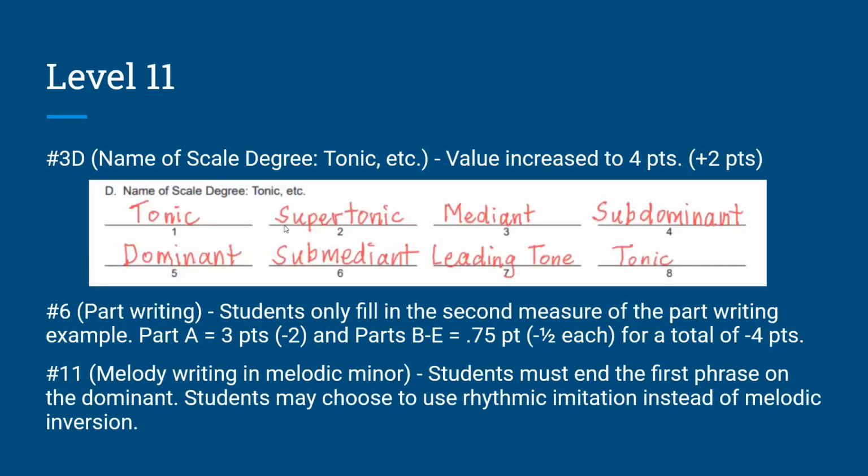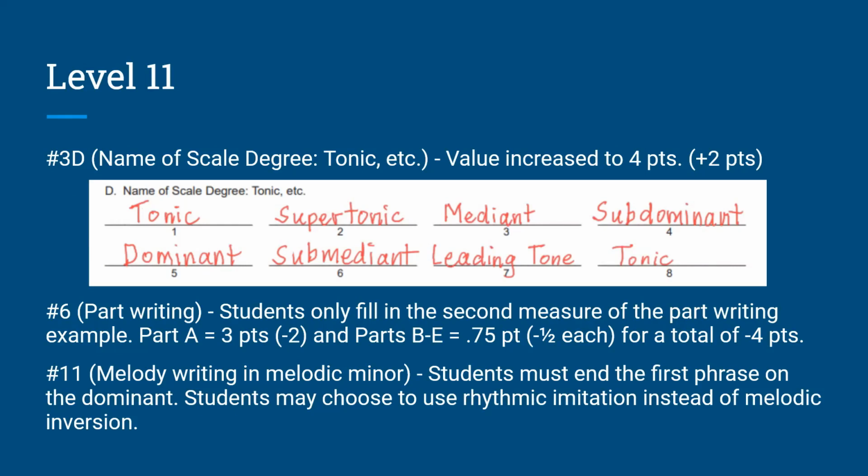On level 11, we talked about earlier, the value has increased by 2 points up to 4 points. However, this question is usually very easy for students. So as long as they know those different scale degree names, they should be just fine. On number 6, the part writing was decreased, and this is why we had to increase 3D, where they only fill in the second measure of the part writing example.